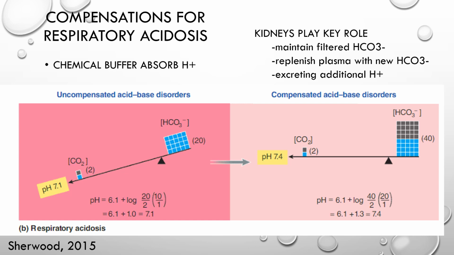Even though both CO2 and HCO3 are now skewed, enhanced renal conservation of HCO3 has totally made up for the CO2 accumulation.